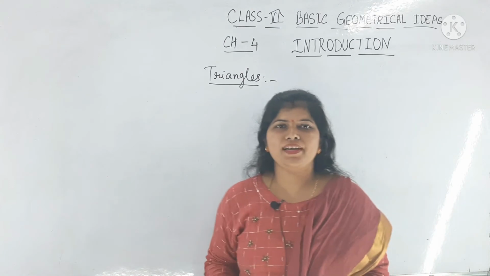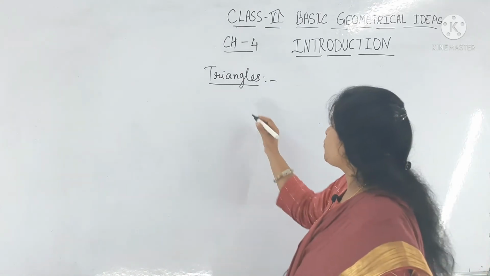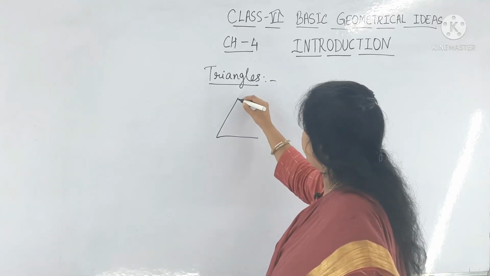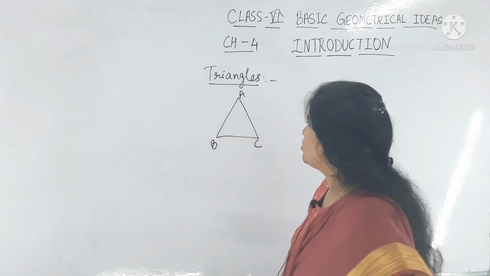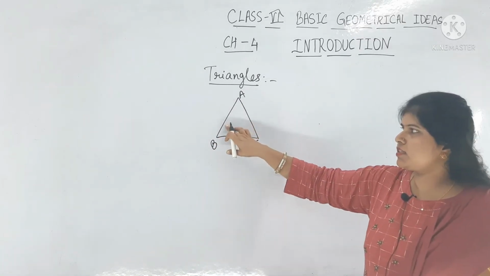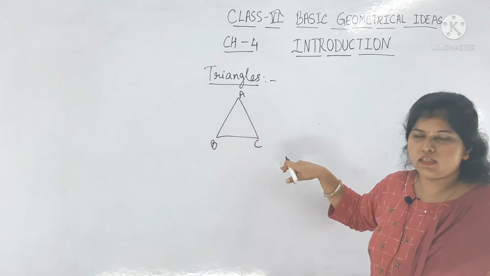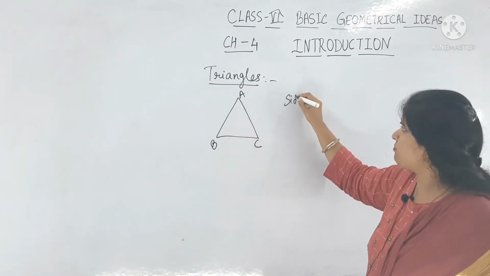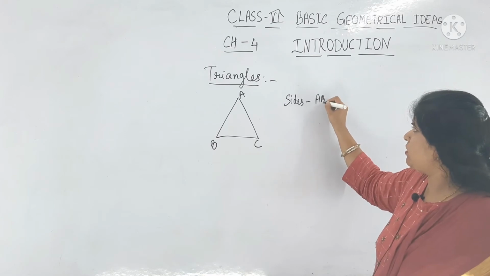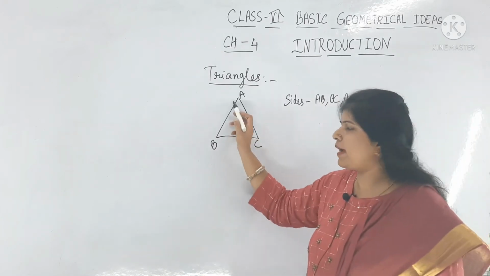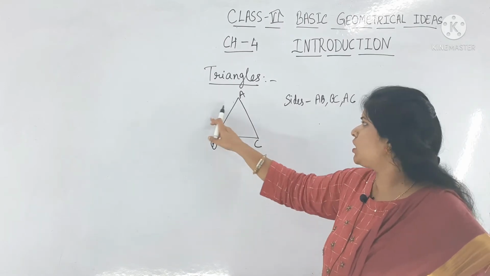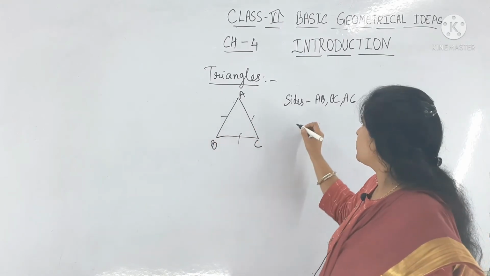Our next topic is triangles, okay. So a triangle is like this, A, B, C. Here you can see these are the sides AB, BC and AC. Sides are AB, BC and AC. So this is made by line segments, okay. Here how many sides are there? 3 sides.